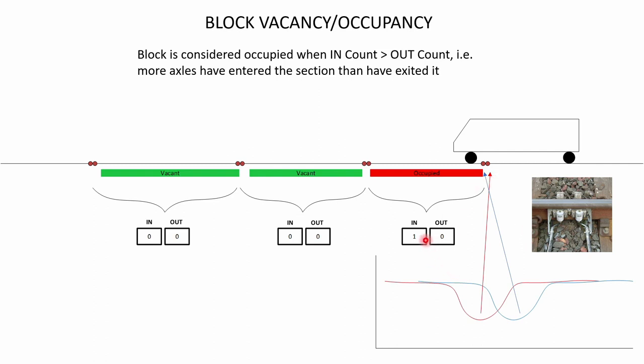So in order to calculate in versus out count, the axle counter also has to know the direction of the wheel. As soon as the wheel goes in, a block is considered occupied when in count is greater than out count. So now you have an in count of 1, out count of 0, because from this section no axle has exited. Only one axle has entered.